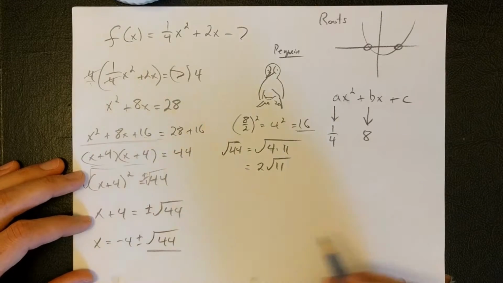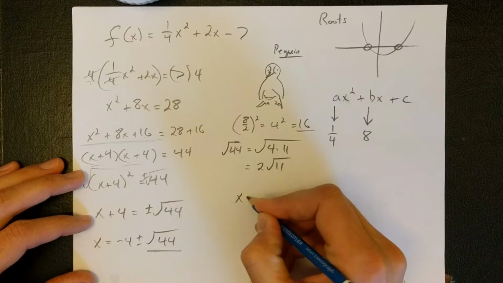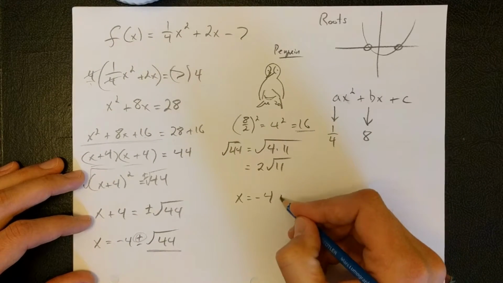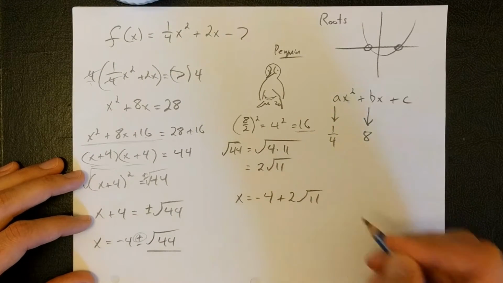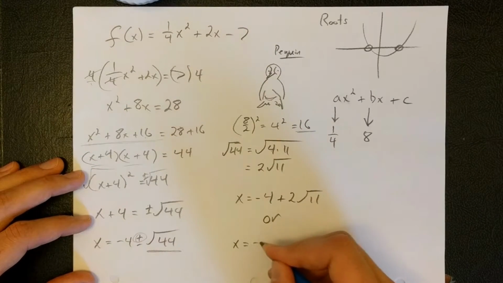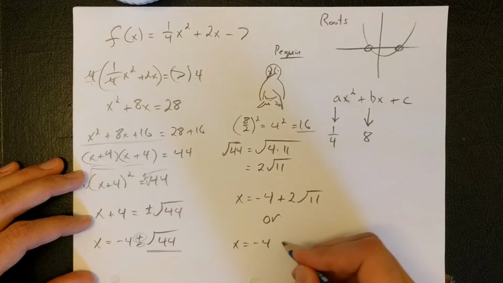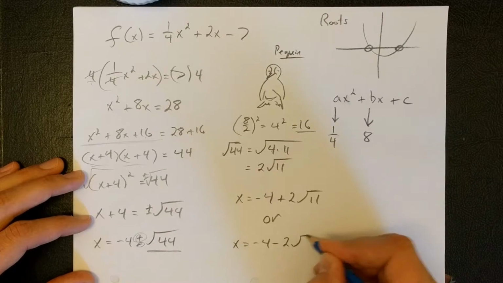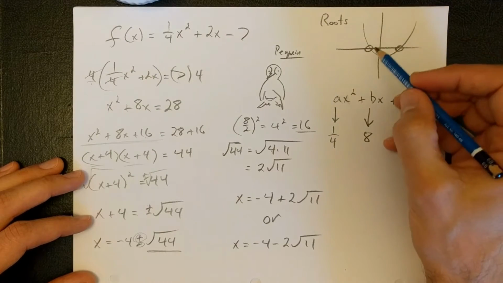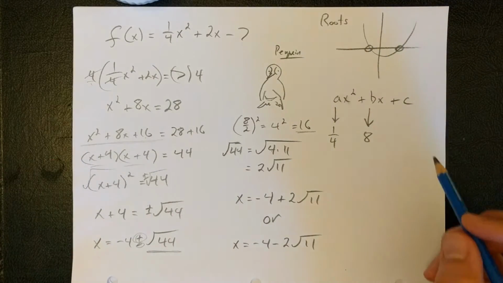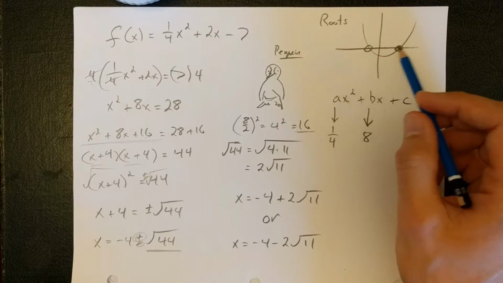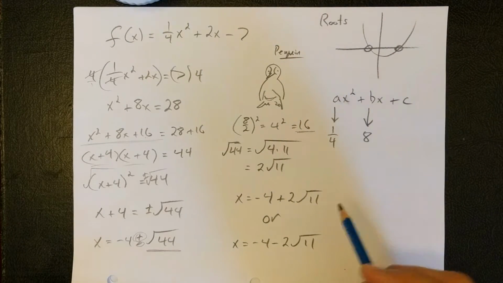So we've simplified that. So then we're going to end up with x equals -4, so there's a plus case, plus 2 square root of 11. Or x equals -4 minus case, minus 2 square root of 11. And that's how we use completion of the square to figure out what these roots are. If I ask which one of these is which, I think it should be pretty clear.